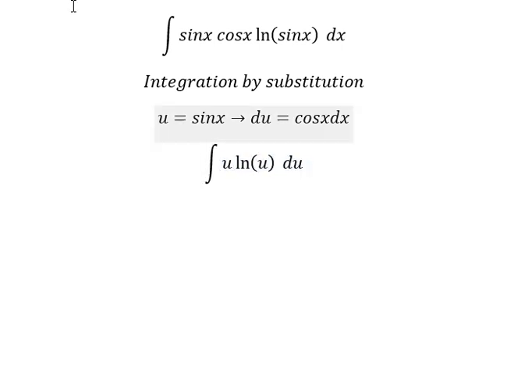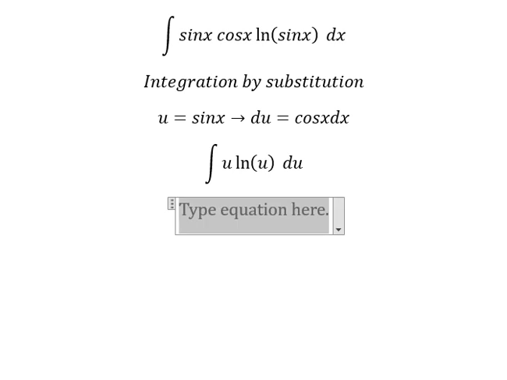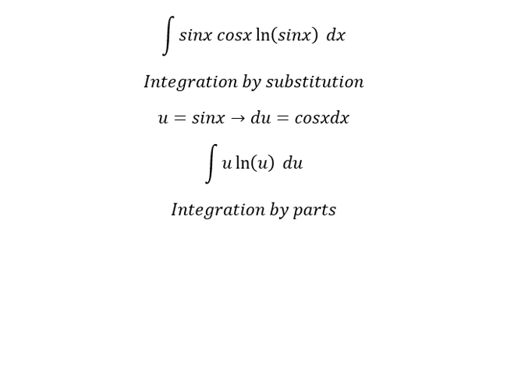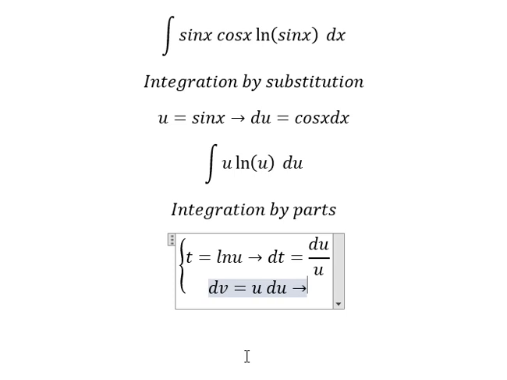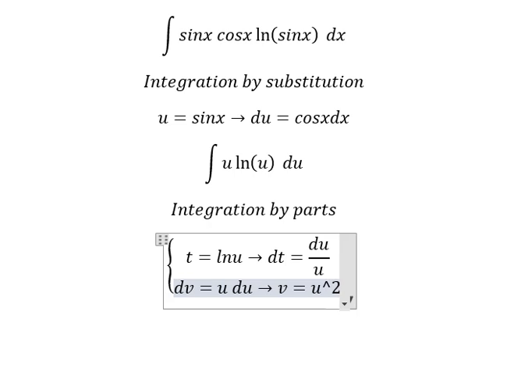Next, we need to use integration by parts. So I will put t equals ln u. So we need to first take the derivative of both sides, and we have dt equals du over u. dv is u du. The integration of this one, we have v equals u squared over 2.